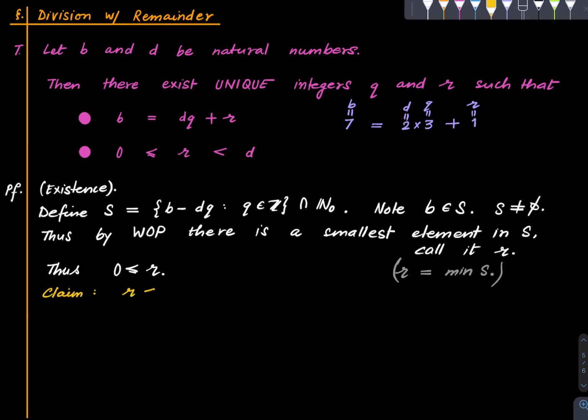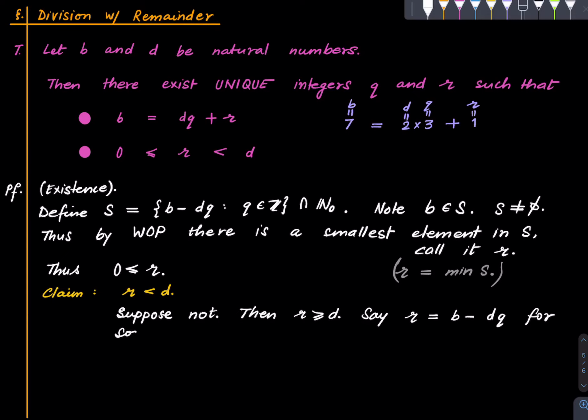the claim is that R is strictly less than D. So let's prove this claim. Suppose not. If you want to prove something, you can go by contradiction. So suppose not, then R is at least D. And now say R is equal to B minus DQ for some integer Q. Why does such an integer Q exist? By definition of S. R is a member of S, and any member of S can be expressed this way. So that's all we are doing here.